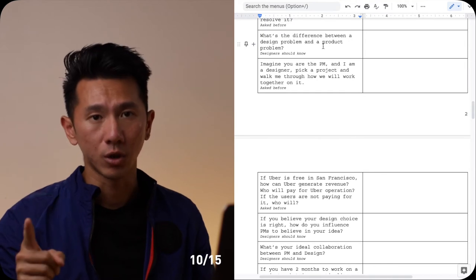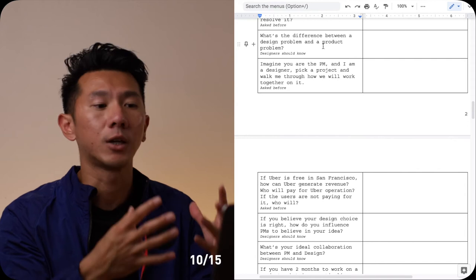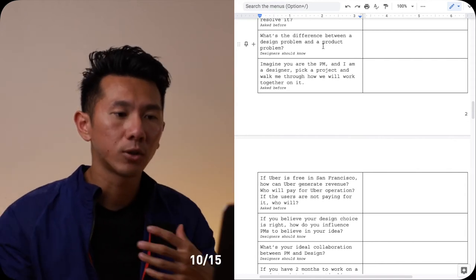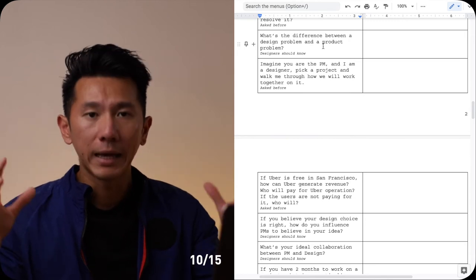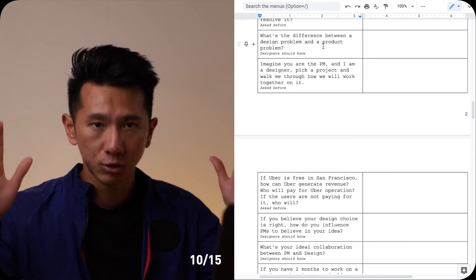This, I think, is important to know because a design problem solves the user's issue, or maybe it just solves a UI issue. It might not translate into product or business needs. So that's why you need to understand the difference between both, look at it from both perspectives, and make your trade-off to strike your balance.